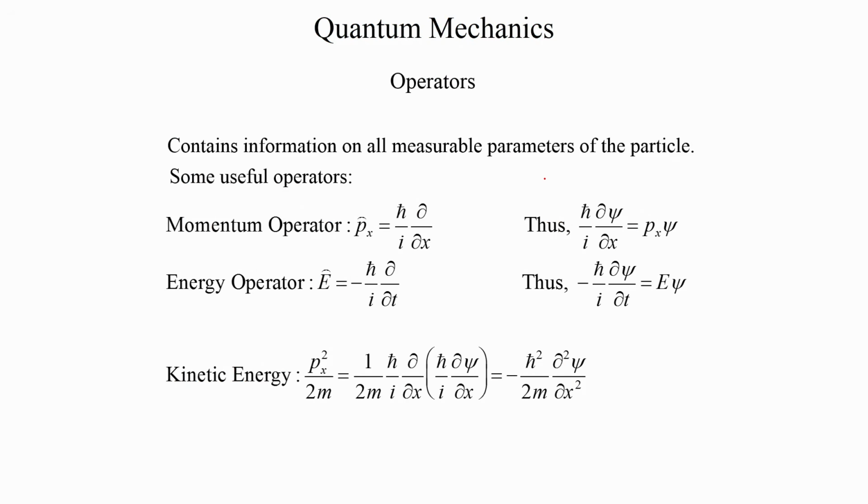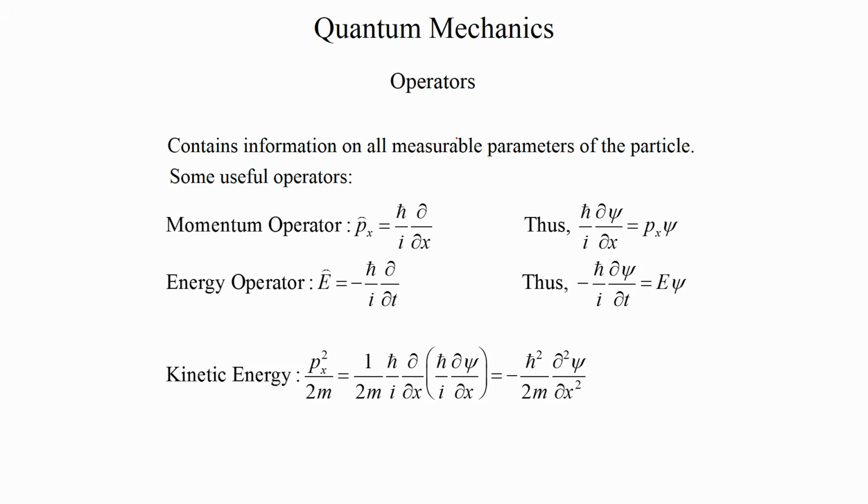So we said that the wave function contains all measurable parameters of the wave particle, and we said that these measurable parameters could be obtained or extracted from the wave function by operating on it. So what are some of the useful operators? Okay, so we now look at the momentum operator and the energy operator, and therefore using these to define something called the kinetic energy operator.